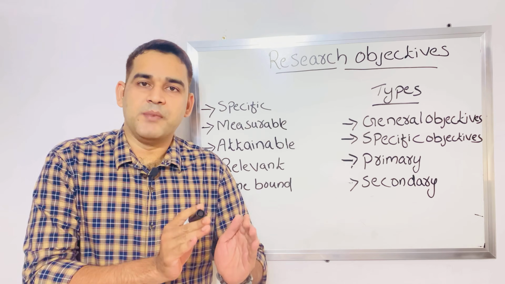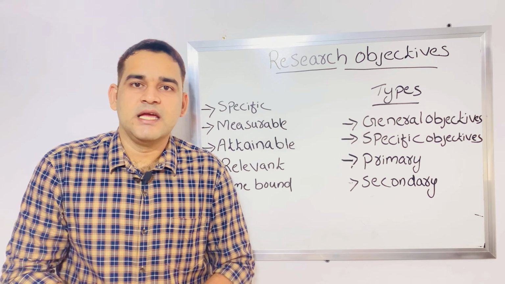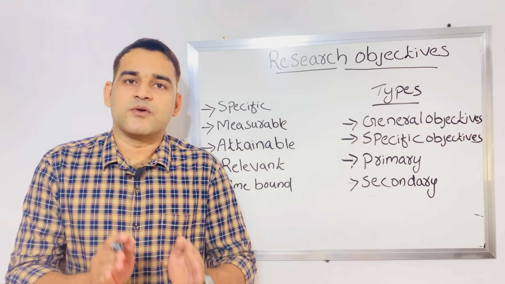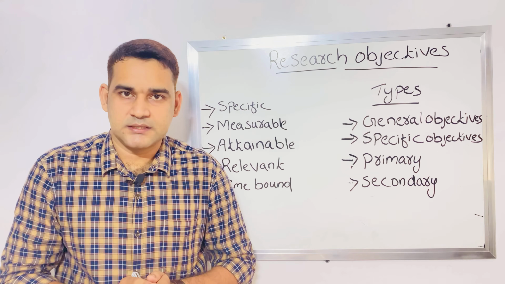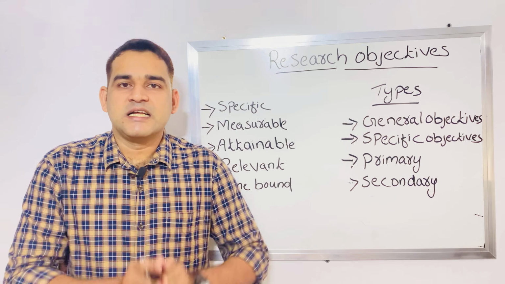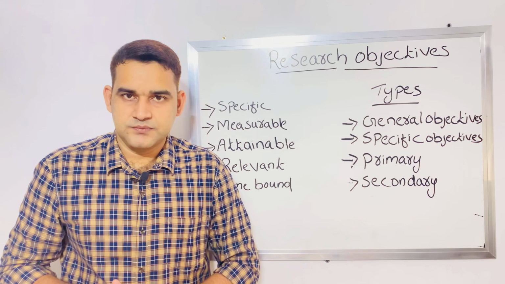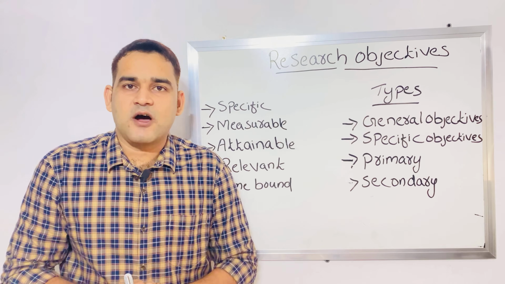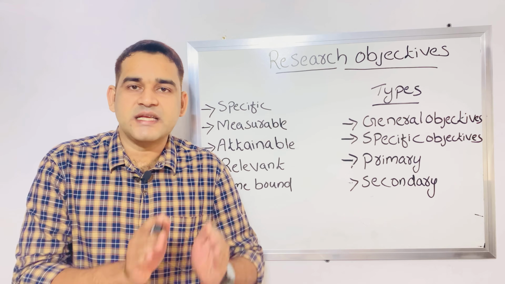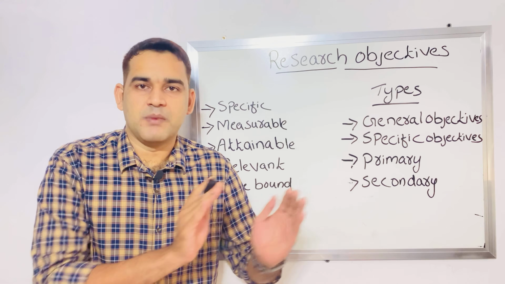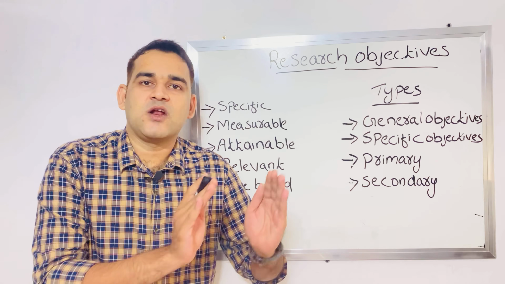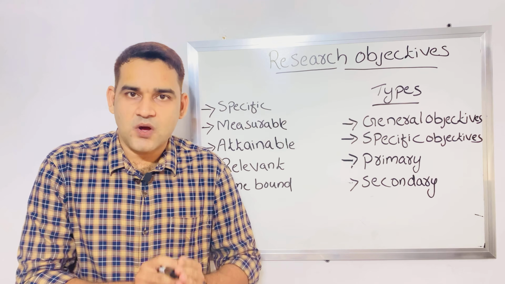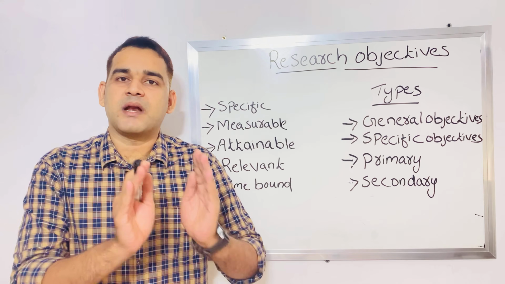For example, vomiting. So we are conducting a study to assess the effectiveness of ginger. We are giving ginger to pregnant women to reduce the morning sickness. So what will be the general objective? The general objective will be to assess the effectiveness of ginger on morning sickness among pregnant women. That is our general objective.